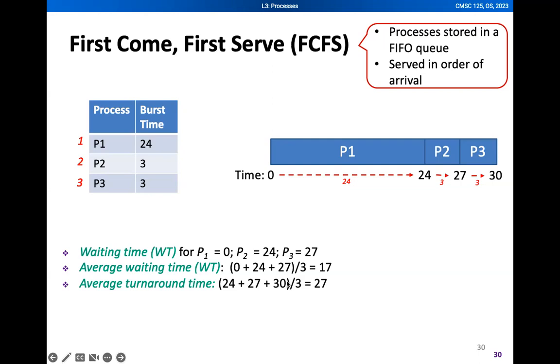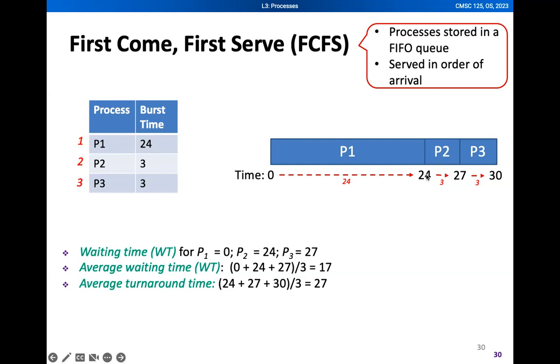Now, to compute for the average turnaround time, we simply have to sum all of this up. 24 plus 27 and then 30, divided by 3, which is equal to 27. Now, what insight can you get from this algorithm?